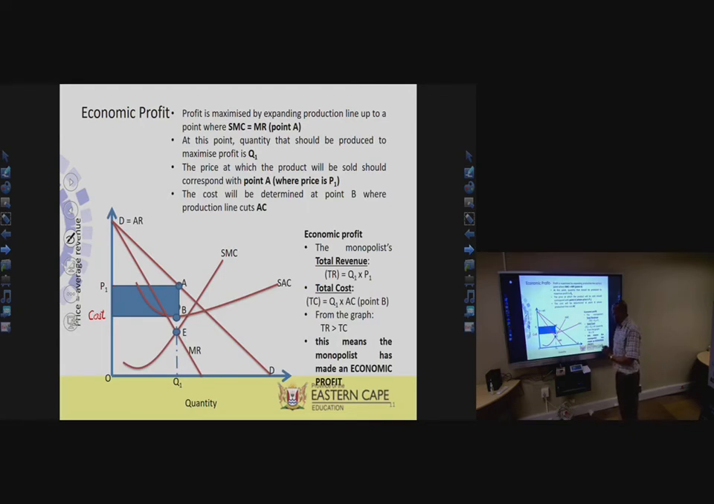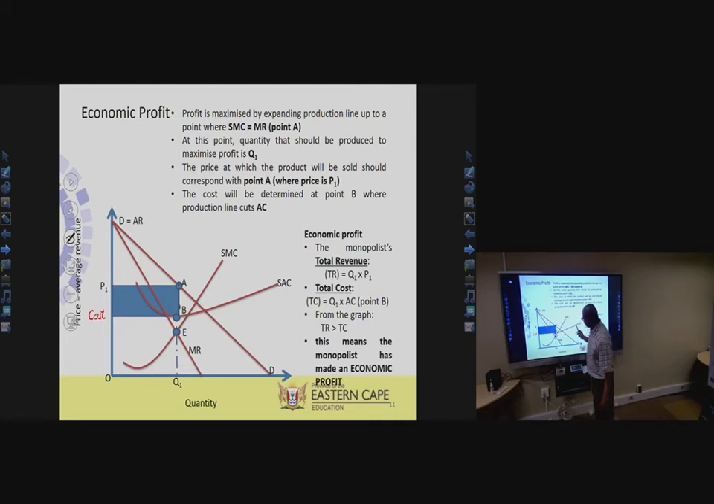That will be the total revenue, P times Q. That will give you total revenue. But then we need to check whether the monopolies at that particular price are making a profit. Are they making a loss? If it's a profit, is it economic profit or is it a normal profit? Then we need to determine the cost.